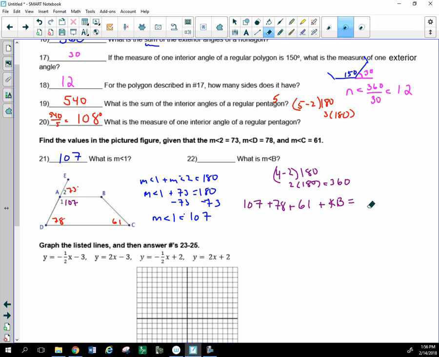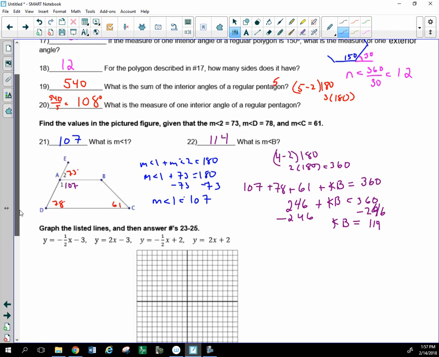Let me fix that, sorry. I just said it was 360. 360 degrees. So if I solve for angle B, do a little algebra here, I add all of those up, combine my like terms, 246 plus angle B is equal to 360 degrees. If I subtract 246 across the equal sign, angle B is what's left over, and that's 114 degrees. All right, and that's what we're looking for.